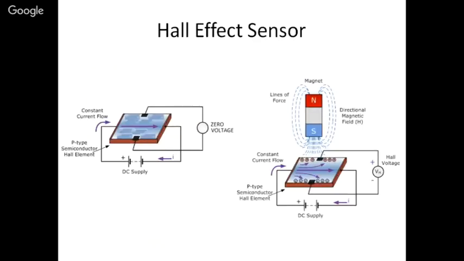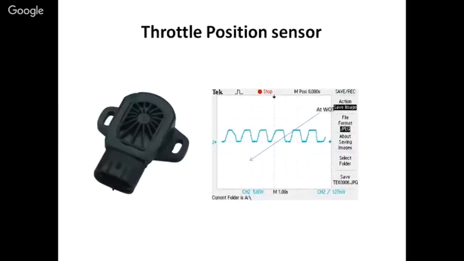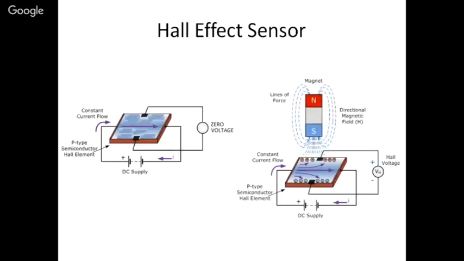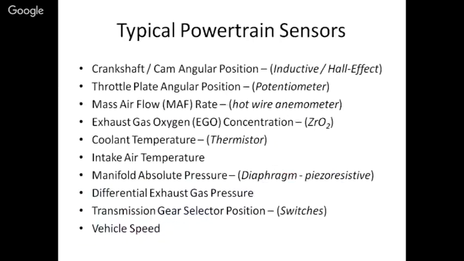Whereas in case of a throttle position, the driver may have pressed the accelerator from absolutely zero to absolutely maximum. So the throttle position will vary, and accordingly we need a sensor which is analog in nature, which will give a voltage signal in proportion to the input. So throttle position sensors, if we go to our first slide, they are potentiometer type.